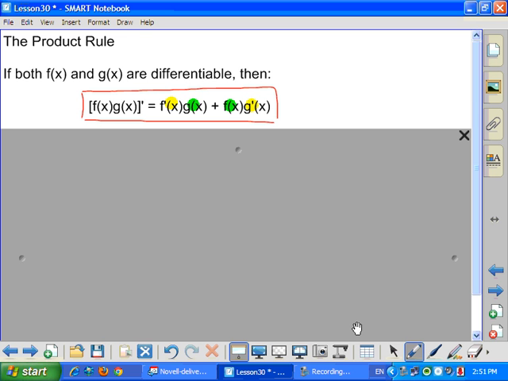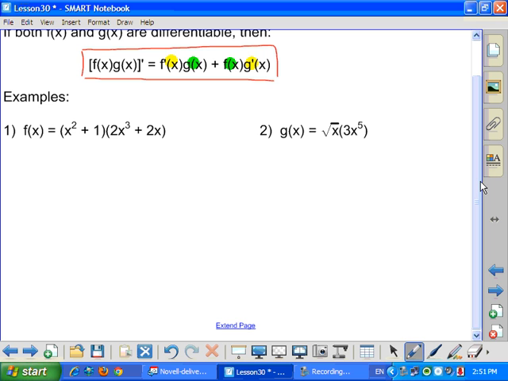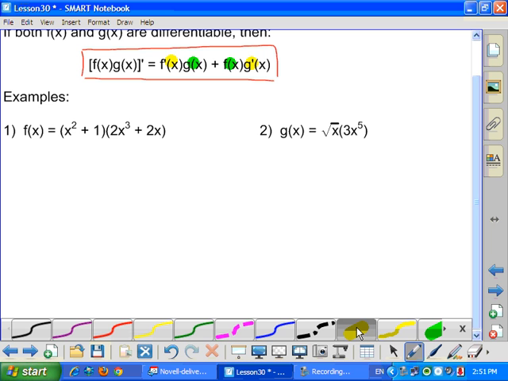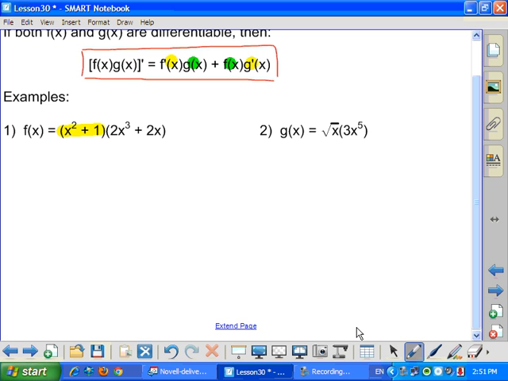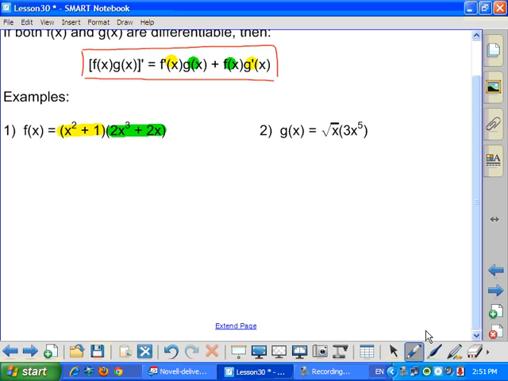So you definitely want that to go on the cheat sheet, but you're going to find after you practice it a while, you're going to find it taking up valuable space. So a couple of examples. What we have here are two functions. My one function is x squared plus 1, so that'd be f of x, and then my second function is 2x cubed plus 2x.